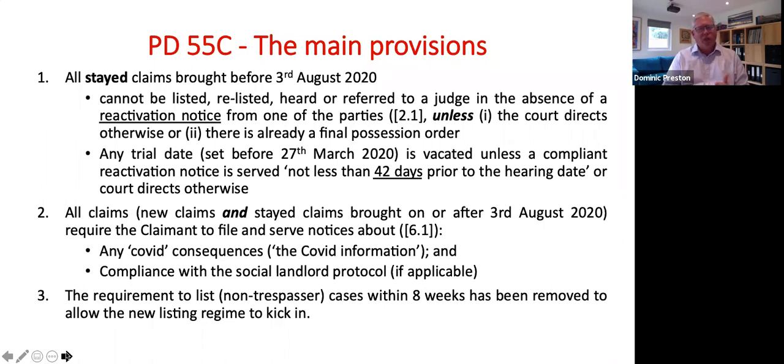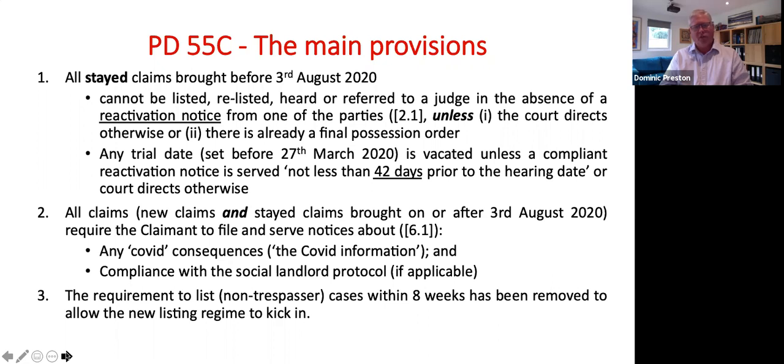Second big provision, all claims, new claims and stayed claims brought on or after 3rd of August 2020 require the claimant to file and serve notices about any COVID consequences and compliance with social rental protocol. So, apologies, when I say all claims, I mean all new claims or stayed claims brought after 3rd of August 2020. I should really say all other claims. And these two notices, there's no reactivation notice required, but as Alice has told you, there are these two notices required in 6.1, and I'll refer you back to her and what she said about those.